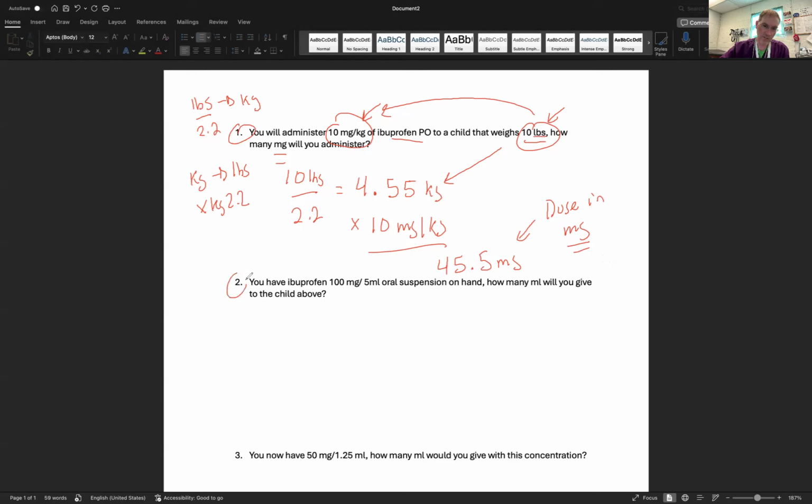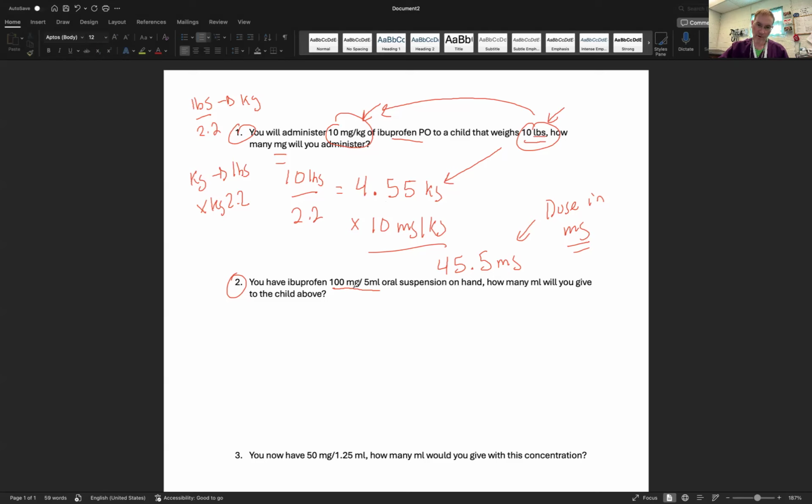Question number two says that I have on hand 100 milligrams per 5 milliliters oral suspension of ibuprofen. So that is this right here. This is what I have on hand. I have a bottle of this, and I need to figure out how many milliliters of this I need to give to that pediatric patient in pain or with a fever. That's what this is asking.